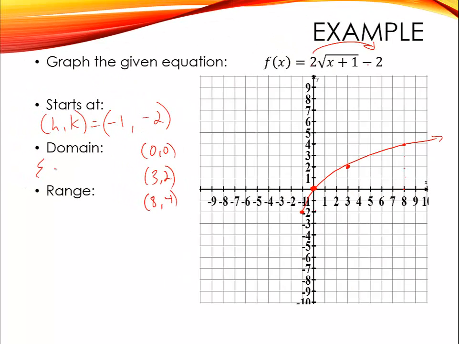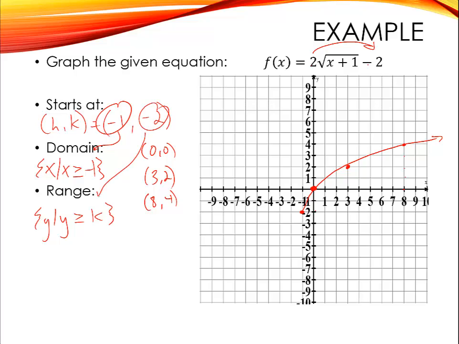Now let's find the domain and range. Remember from your notes, we're going to have x such that x is greater than or equal to h. And h is going to be -1. So just replace h with -1. Range will be y such that y is greater than or equal to k. And replace k with what k equals, which is -2. And there you have it.